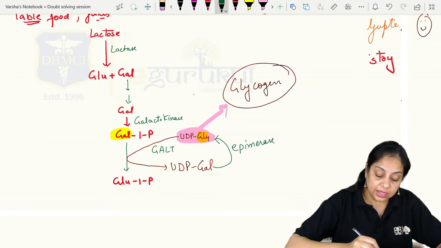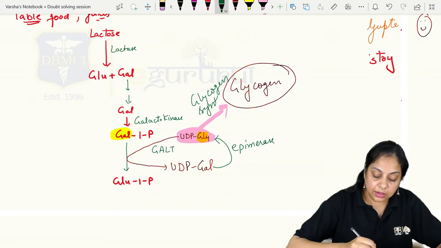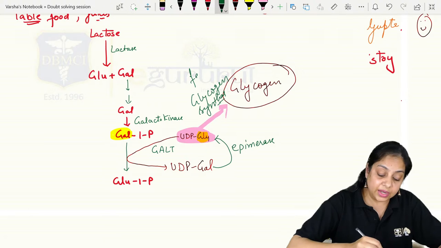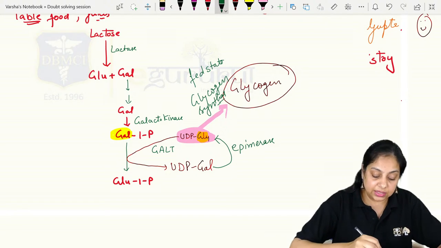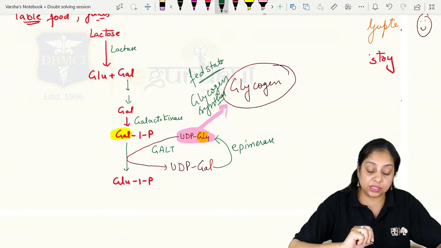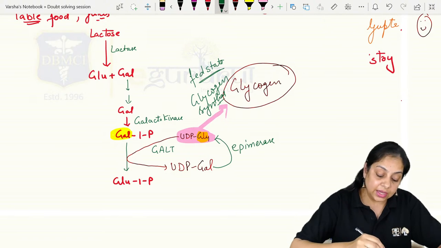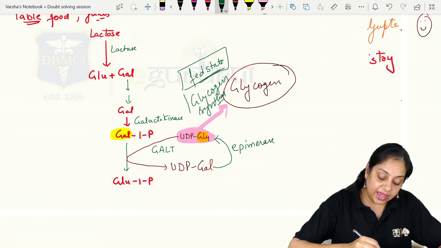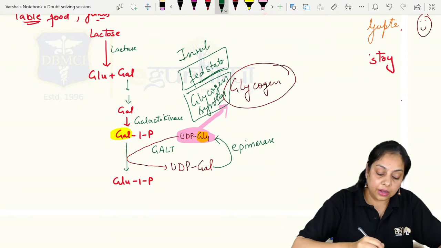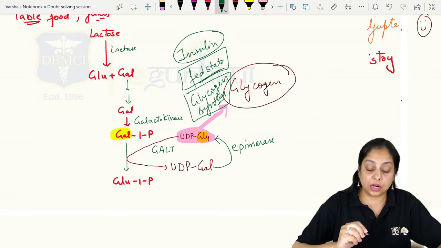Glycogen synthase makes use of the UDP glucose and stores the glucose in the form of glycogen. And this is happening when? In the fed state. So who is triggering the glycogen synthesis? Which hormone is active in the fed state and activates glycogen synthase? Insulin is the hormone, right?